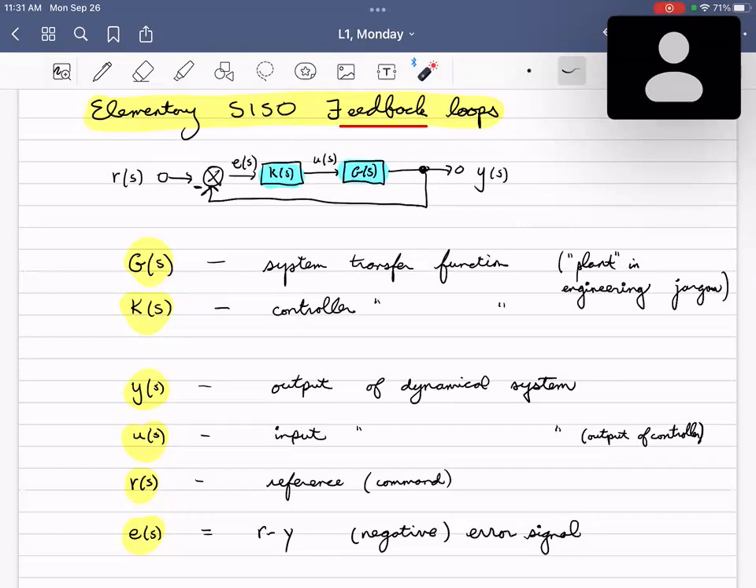A question: how do you relate the zero-pole plot to the Bode plots? They're equivalent, they just show things differently. The Bode plot is the frequency response plot, explicitly plotting the magnitude and the phase as a function of frequency. The pole-zero plot plots the positions of the complex poles of G of S. The imaginary axis is frequency, more or less.